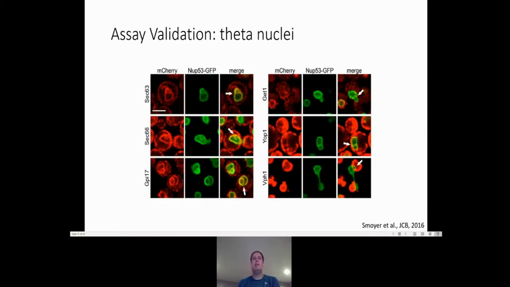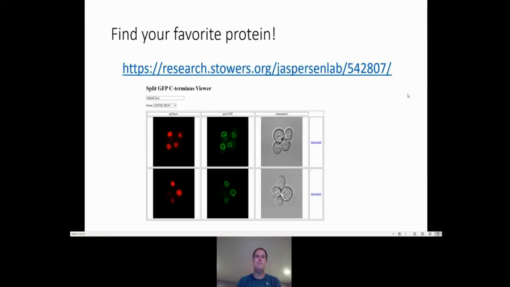Another way we validated this was with theta nuclei. Theta nuclei are so named because they look like the Greek symbol theta. These are nuclei that have a bridge of internuclear membrane that goes through the middle of the nucleus, so we don't expect any outer nuclear membrane proteins to be on this bridge. If we see signal on that bridge, as you can see here, and here, and here, we were able to validate the localization of many of our signals to the internuclear envelope.